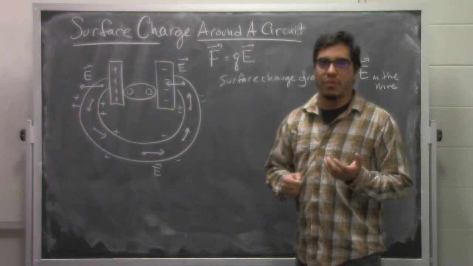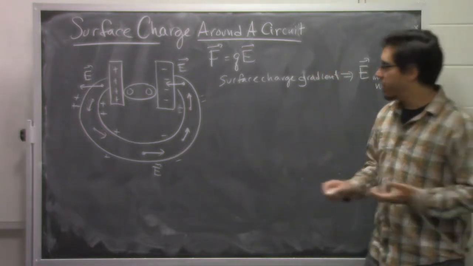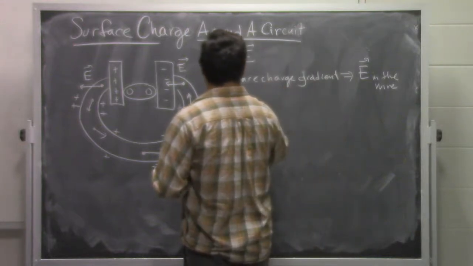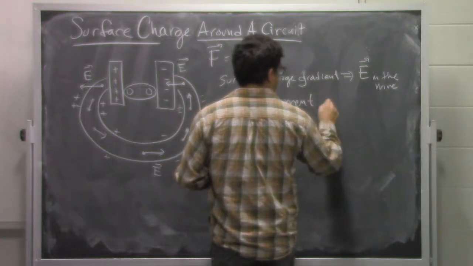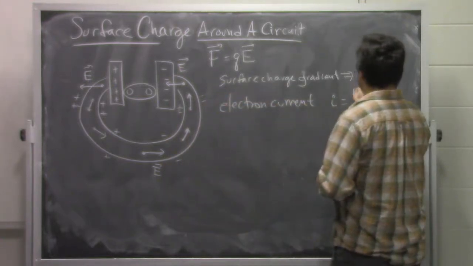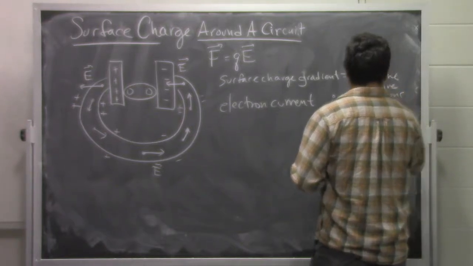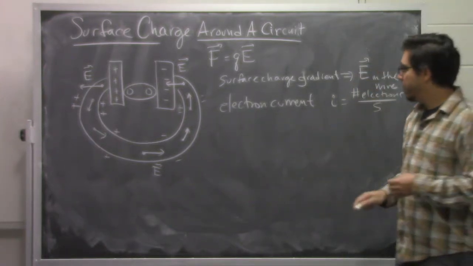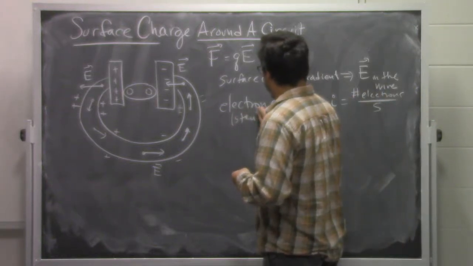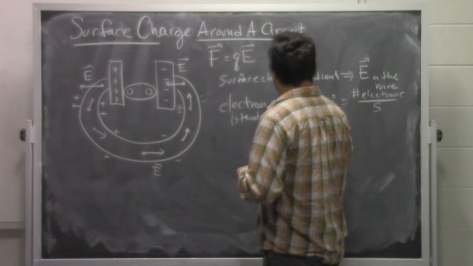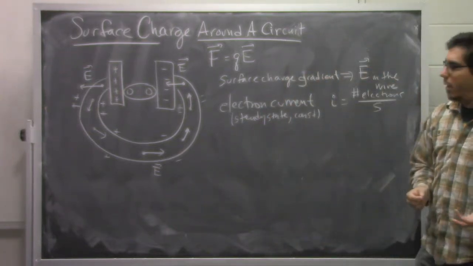Now, in terms of the mathematics associated with this, what we need to do is keep track of the current. So we're going to first define a thing that we're going to call the electron current, which is going to have this little I as its symbol. And it's basically just the number of electrons that pass any point per unit second. Now, this electron current, under our steady state assumption, is going to be a constant everywhere throughout every piece of the wire.